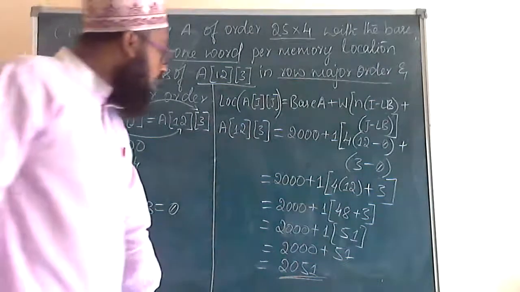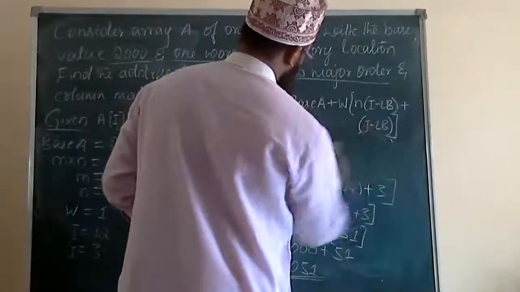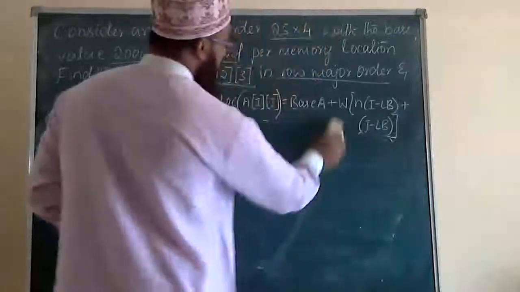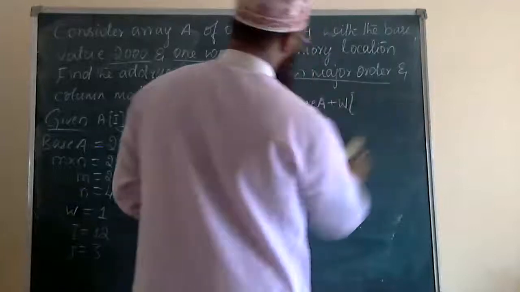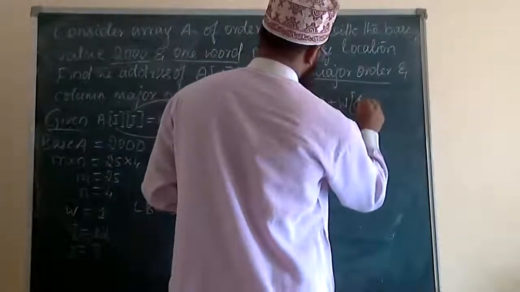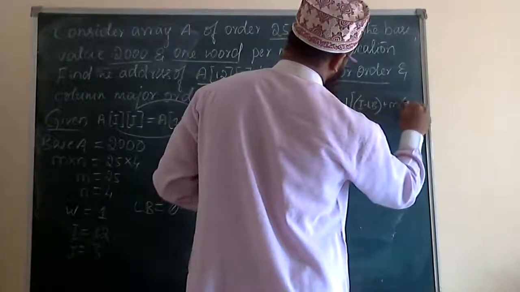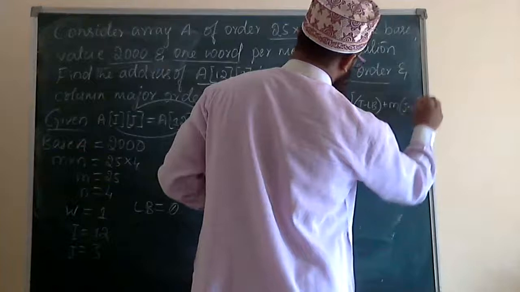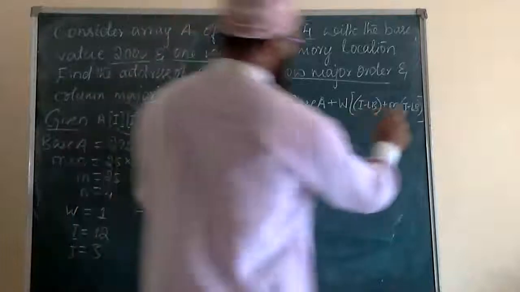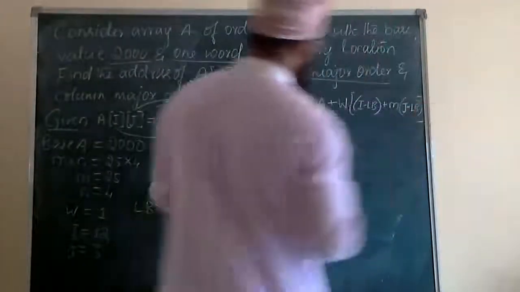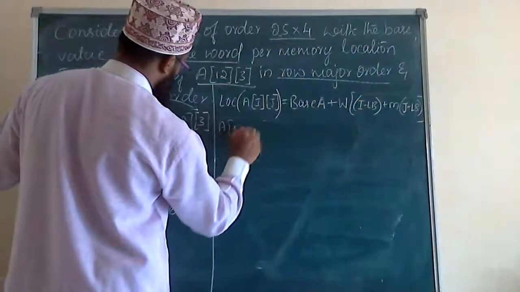Then come to column major order. We will take the same example and use the formula for column major order. In column major order, just n will be removed here, and we write I minus LB, plus m into J minus LB. A of ij is equal to A of 12 into 3.